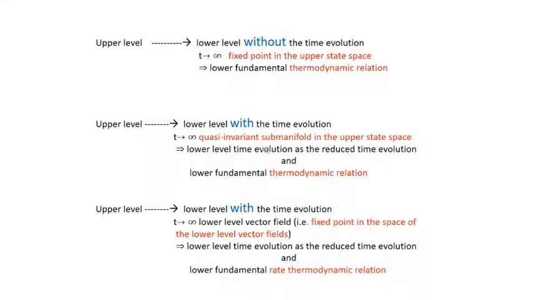In the former case, it is again entropy that drives this time evolution. In the latter case, it is called rate entropy, which becomes, when the reducing time evolution is completed, actually entropy production. So it means here we have entropy, and entropy production arises in different types of reducing time evolution.